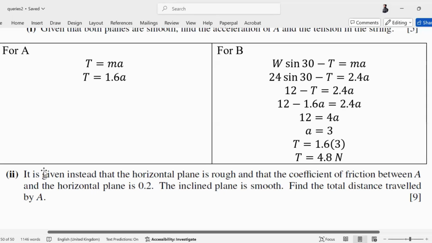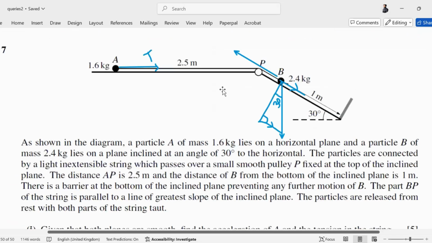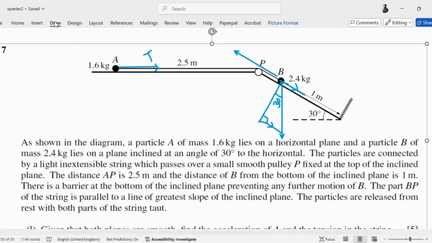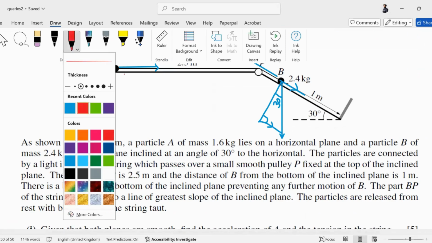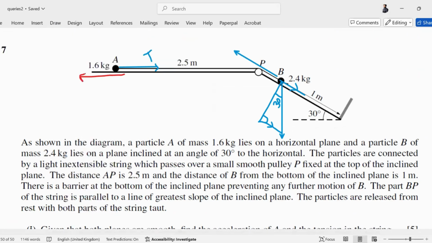The second part of this is given instead that the horizontal plane is rough and that the coefficient of friction between A and the horizontal plane is 0.2. That means now another force, friction, is acting at A. So if I just want to draw that force, friction is acting at A and it will be opposing the motion in this direction. This is friction. Is that right?